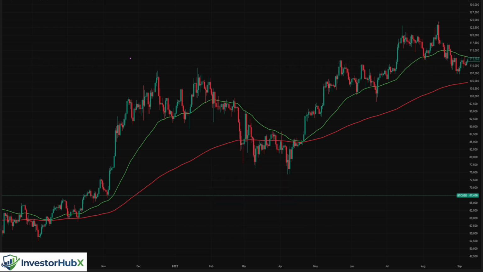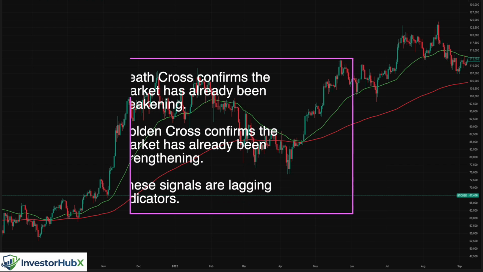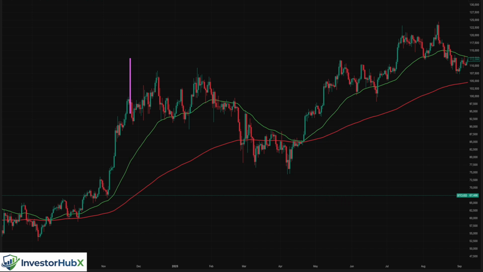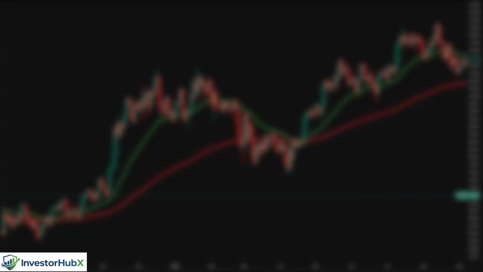In reality, the Death Cross confirms the market has already been weakening. The Golden Cross confirms the market has already been strengthening. These signals are lagging indicators. They are based on past price data. So by the time they appear, in some cases, key word is in some cases, a significant portion of the move has often already happened.